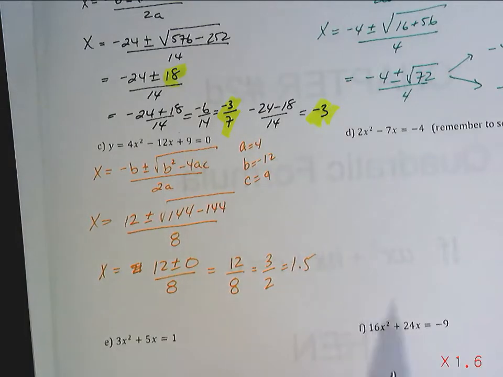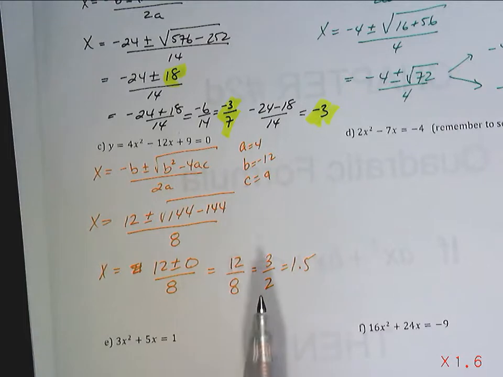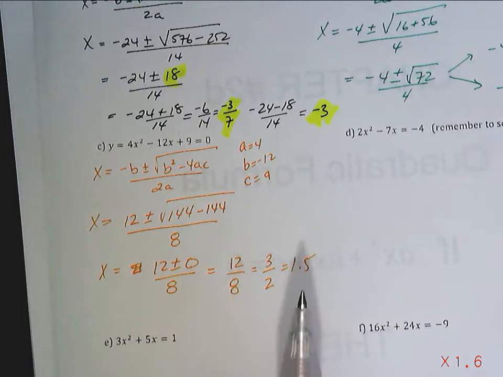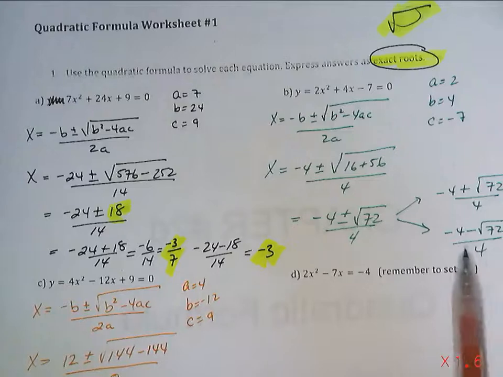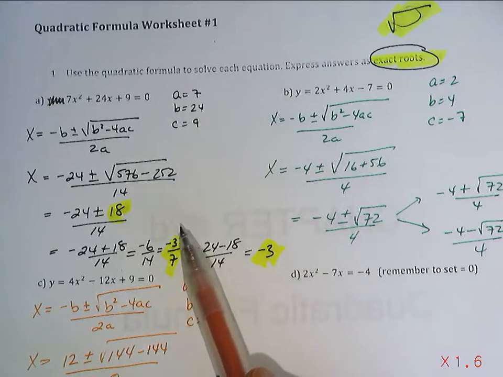There's only one answer here because this parabola, if you notice, the discriminant is 0. It's going to touch the x-axis at only 1 point. This one touches the x-axis at 2 points. This one touches the x-axis at 2 points.